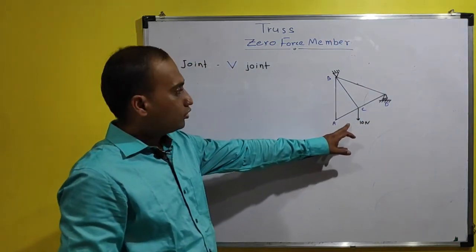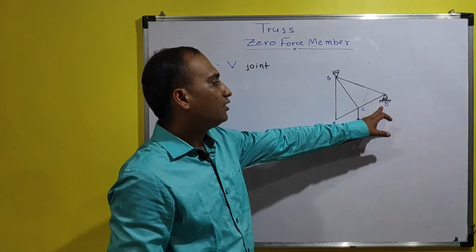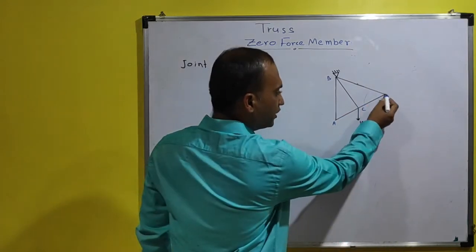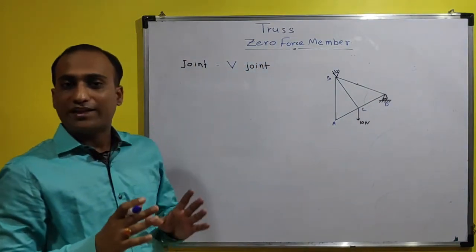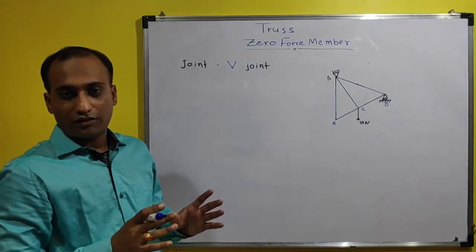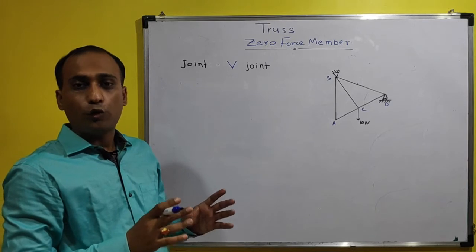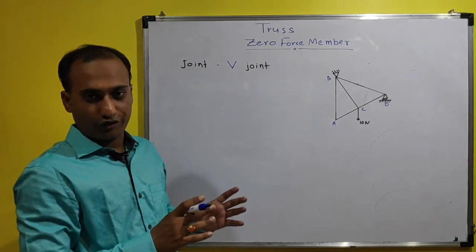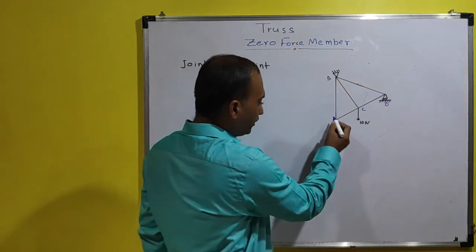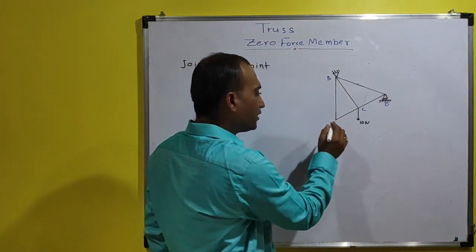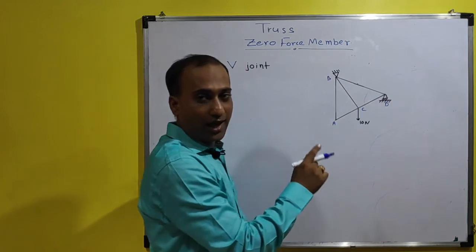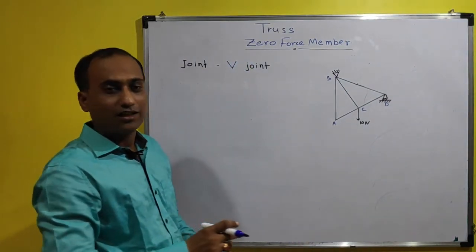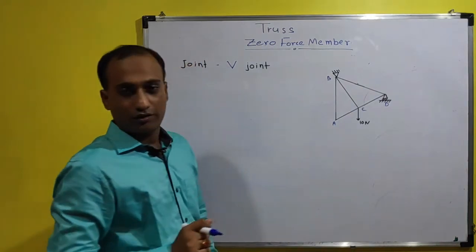the external load. Then at point D there is a support, and this is making a V. But we have to consider a joint which has no external loading and also has no supports. So here there is only one joint, A, where there is no external loading and no supports either. So now we will consider the equilibrium of this joint.